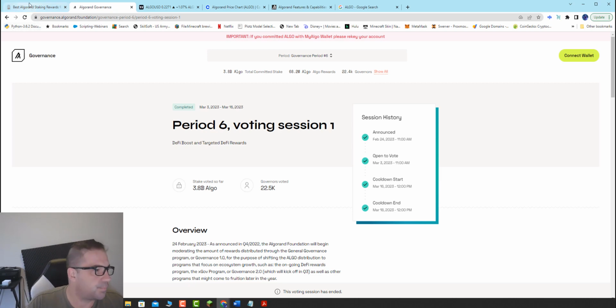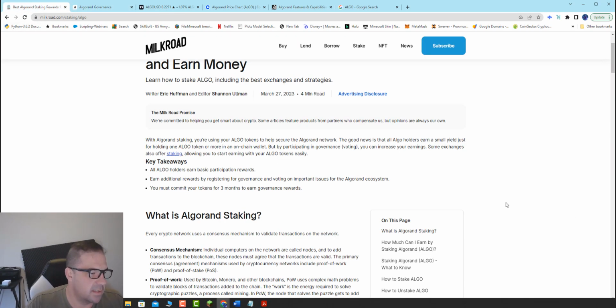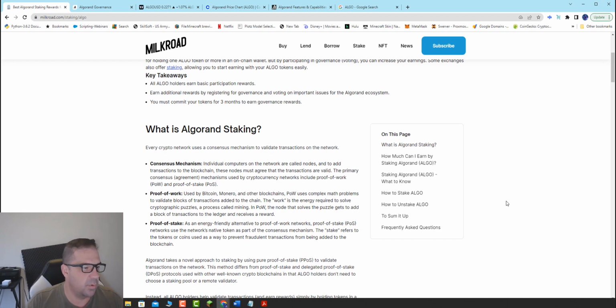One of the other things is when we get to what is Algorand staking, and it talks about staking, and this is Milk Road, and it's going to talk about all the different things. But one of the different things about Algo is, if you hold Algo, if you just have it in a wallet, you get a basic participation reward, and it's not much.